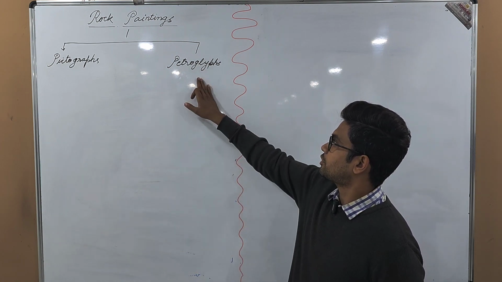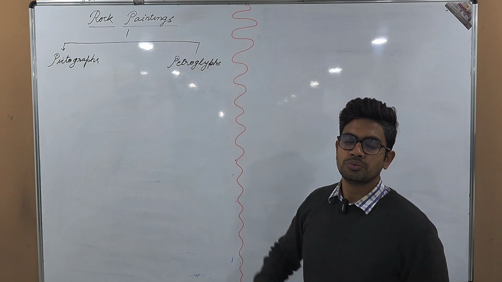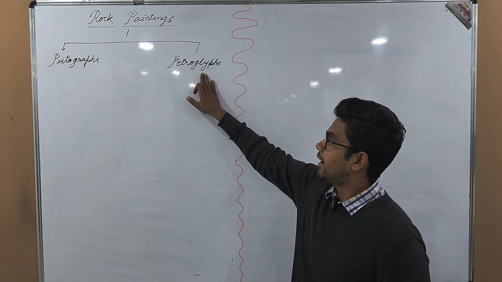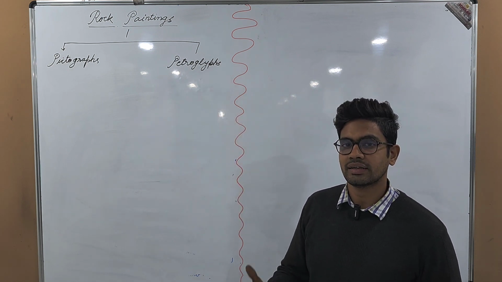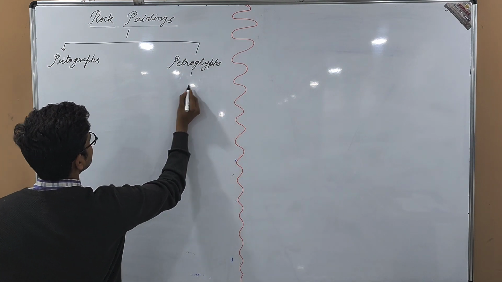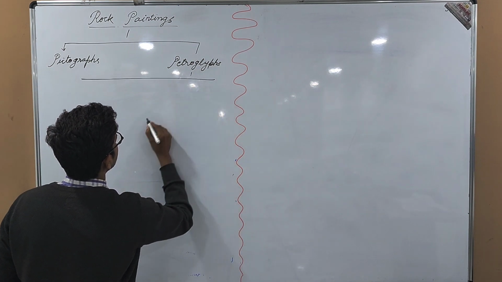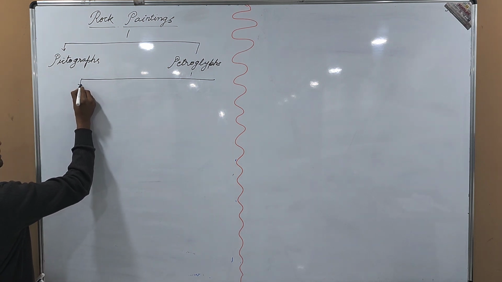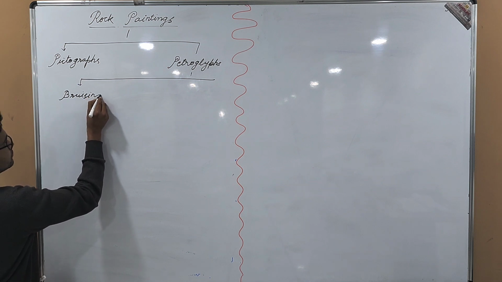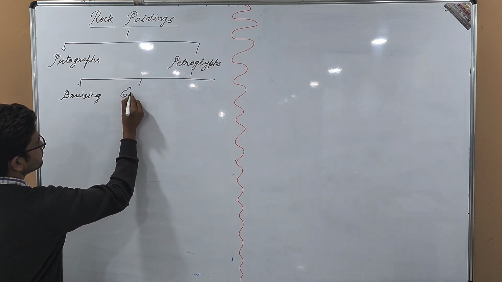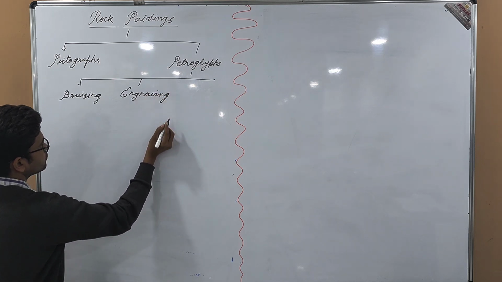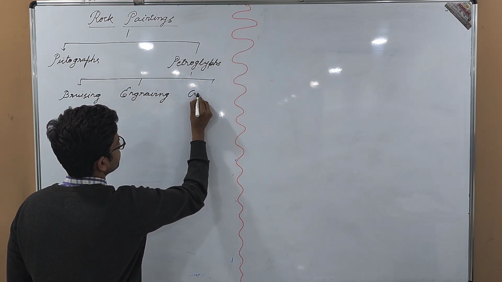Now, what are petroglyphs? According to picture design technique, petroglyphs have also been categorized in three major categories. What are these three major categories? The three major categories are bruising, engraving, and cupule.